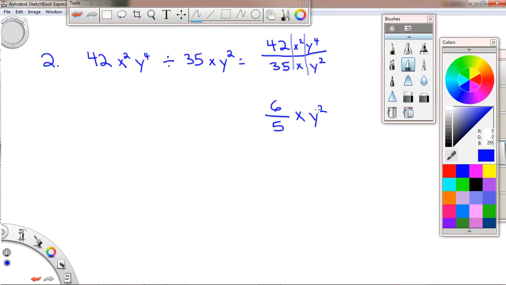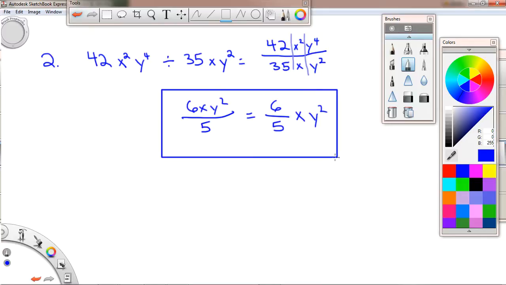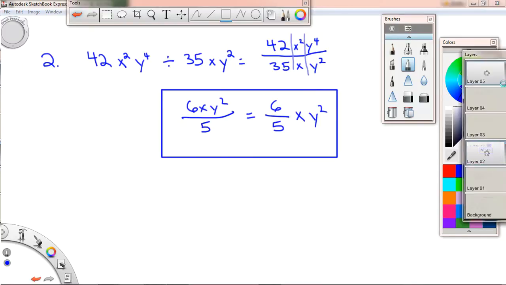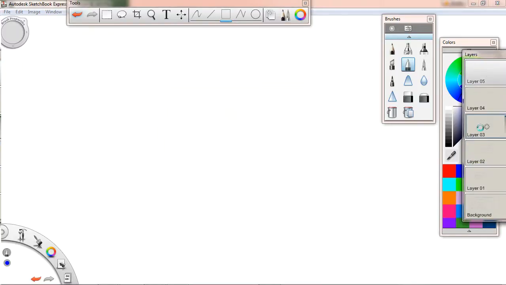Now, you could write it like this, and you can also write it like this, 6xy squared all over 5. These two things here are equivalent. I prefer this myself. But if you're working it through and you're canceling things out in the fraction and you end up with this, that's fine. It doesn't matter, they're both the same. Both of these are totally acceptable. All right, our next problem.